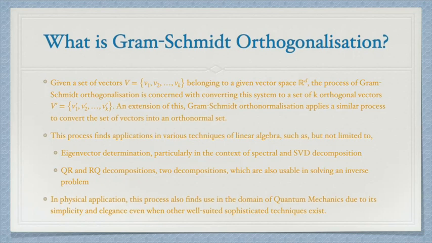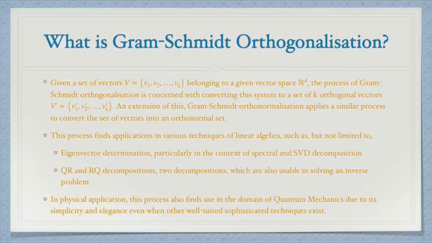vectors. Gram-Schmidt orthogonalization finds its application in various techniques of linear algebra, such as, but not limited to, eigenvector determination, particularly in the context of spectral and SVD decompositions. Further, it also finds itself being useful in the case of QR and RQ decompositions, two special decompositions which are also usable when solving an inverse problem, as are the spectral and SVD decompositions.